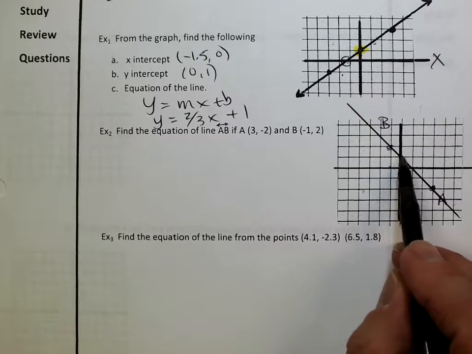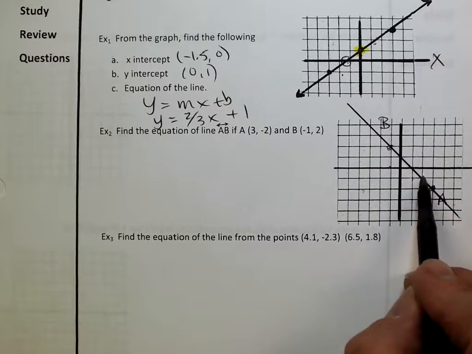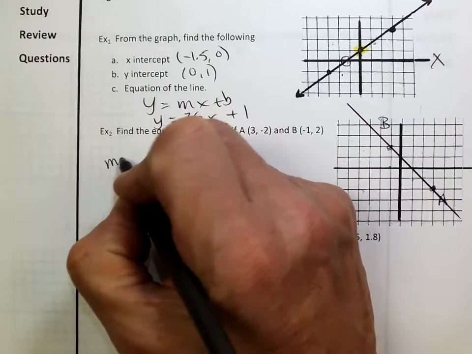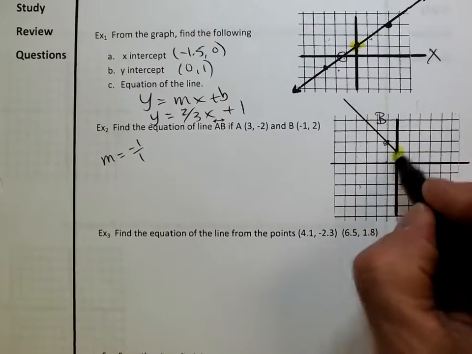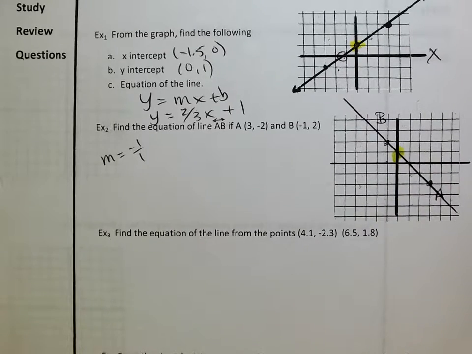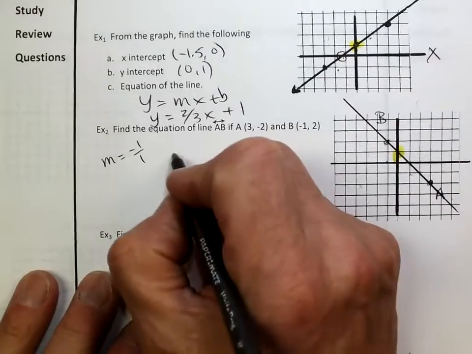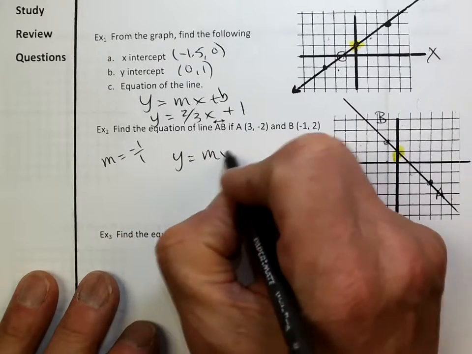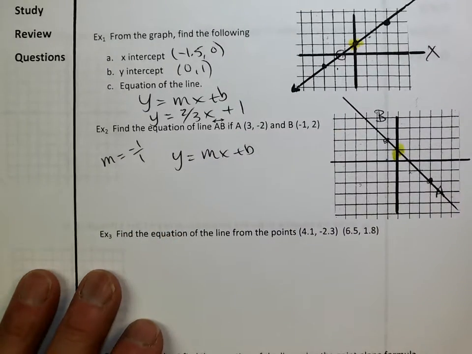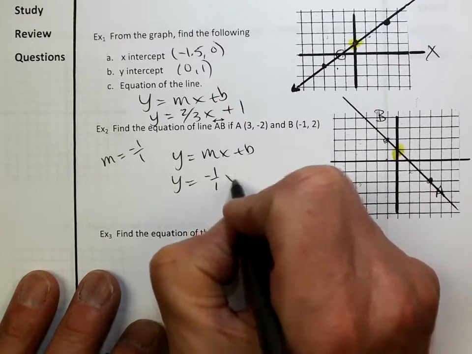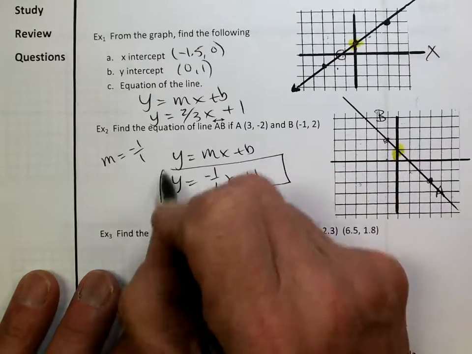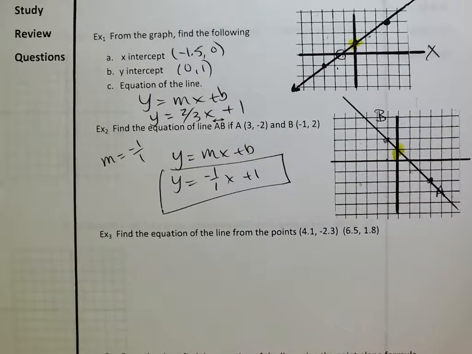Looks like it's down 1 over 1, down 1 over 1. So the slope looks like it's down 1 over 1. I just walked it, right? And the y-intercept is right there at +1, right? So again, if I need the equation of the line, let's just go y equals mx plus b. So in this case, I'd go y equals -1 over 1x plus 1. Easy, right? We've done this before.